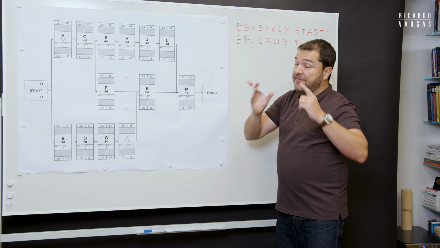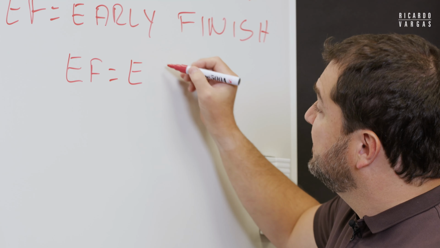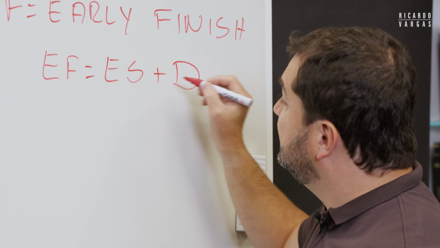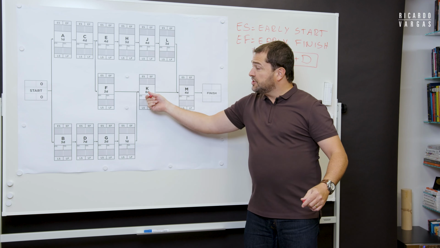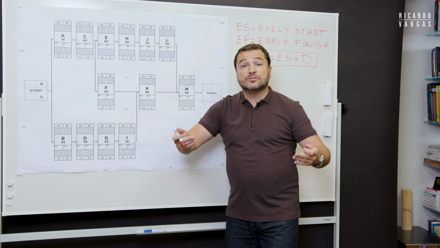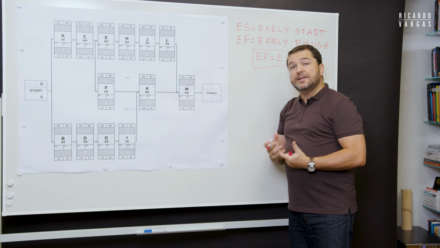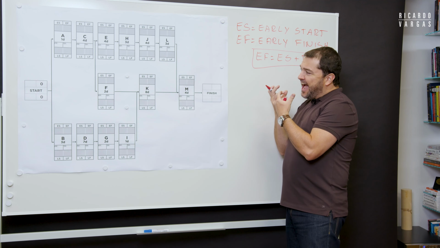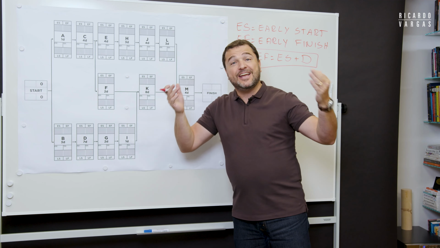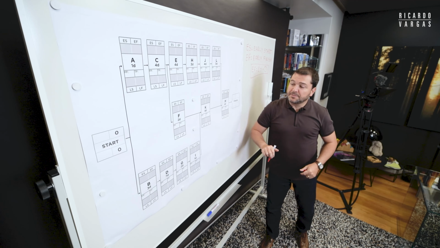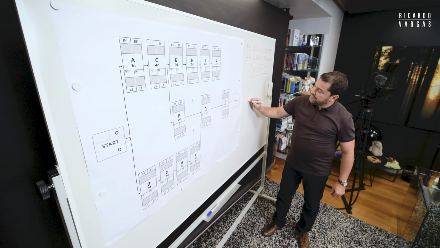And basically, it's very simple. The early finish is equal to the early start plus the duration. If early start is 1,000 and the duration is 8 days, early finish is 1,008. It's simple like that. These are all extremely positive, right? This is exactly what I want my project to be. Everything perfect, everything happening at the early moment. But then I go to the bottom, and there are two concepts, LS and LF.